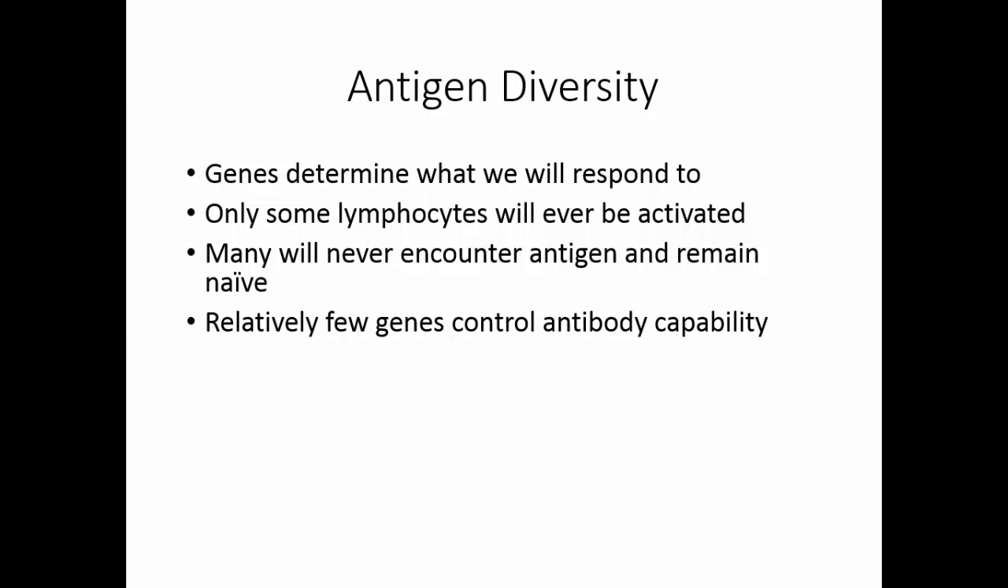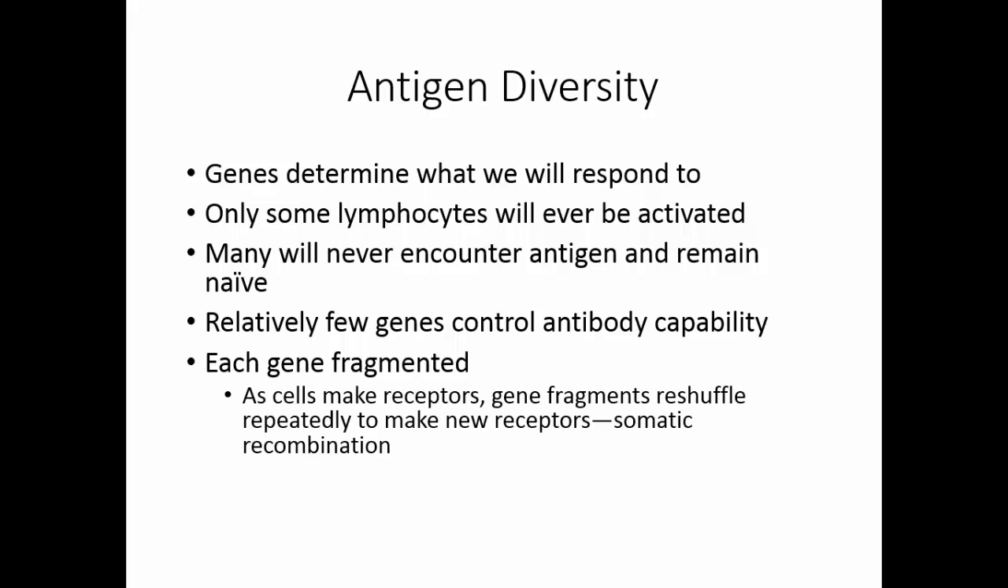Relatively few genes actually control our antibody capability. This is because the few genes that are involved in antibody development are fragmented. As cells make receptors, they put together the gene fragments in different orders. They just keep reshuffling them. They get a new protein every time, a new receptor. This is called somatic recombination. As soon as they have made a receptor, that goes on the cell surface to be expressed as a receptor, and then the gene reshuffles to make a different protein, a different receptor.